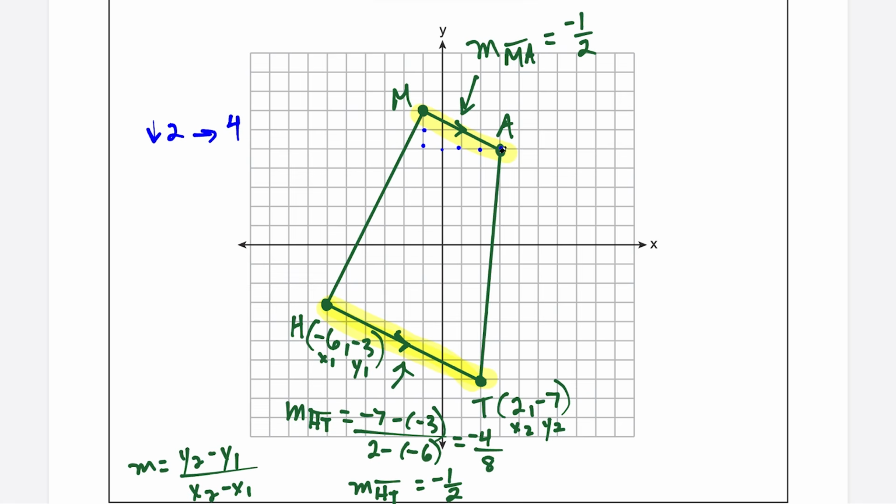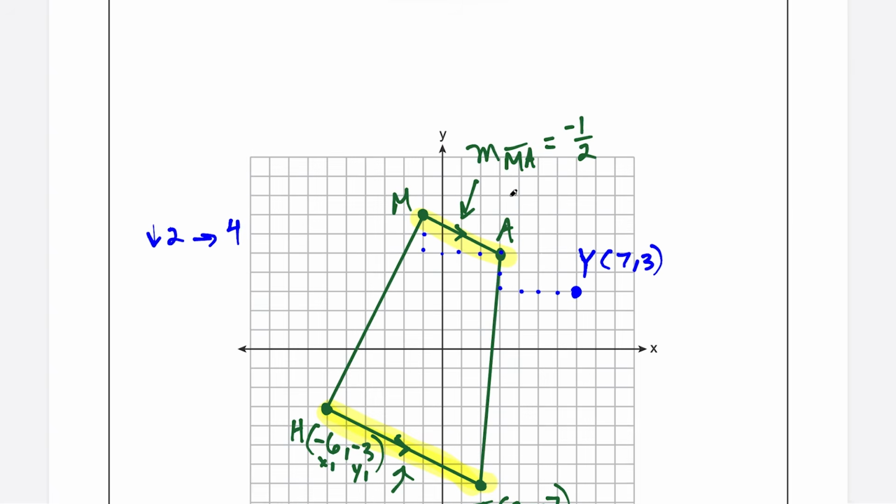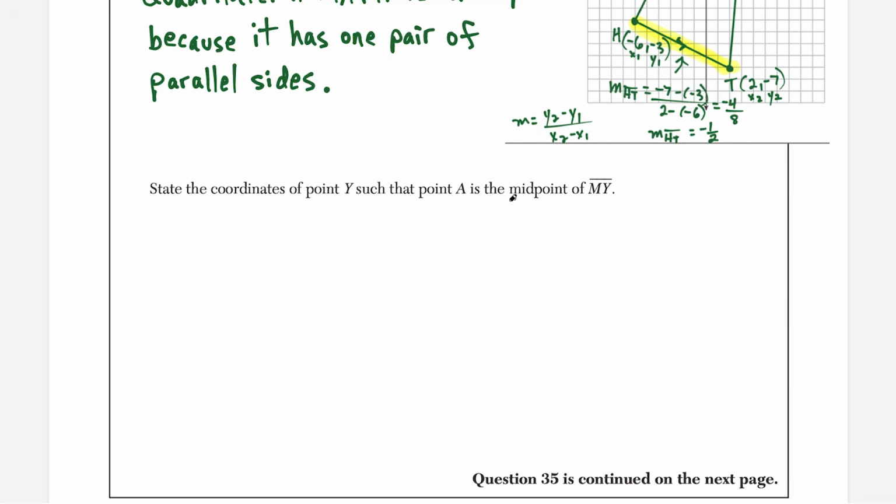And now I'm just going to repeat this. I'm going to go down 1, 2, and over 1, 2, 3, 4. So this would be the visual way to find the location of point Y. And you could even see that if Y is over here, A is definitely in the middle of these 2 points, M and Y. And now we just have to identify the coordinates of Y. So we're going over 1, 2, 3, 4, 5, 6, 7, and we're going up 1, 2, 3. So the coordinates of Y would be 7, 3. Remember, when you're identifying the coordinates of a point, you have to start at the origin. So that's where this is coming from. And now I'm just going to write the answer in our space up here. So the coordinates of Y, we're going to say are 7, 3.